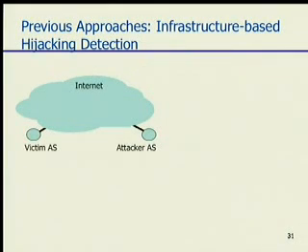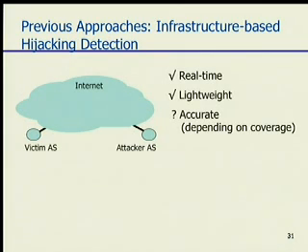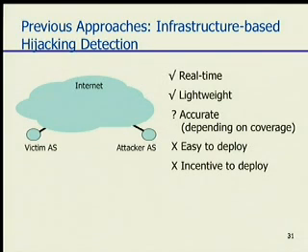So most of the existing approaches to hijacking detection are infrastructure-based. We usually resort to detection when things like that happen. People try to detect it and then react to it. The infrastructure-based approach has a few shortcomings because accuracy really depends on the coverage in terms of where you can observe these various routing updates. And it's not easy to deploy because you rely on getting BGP data.